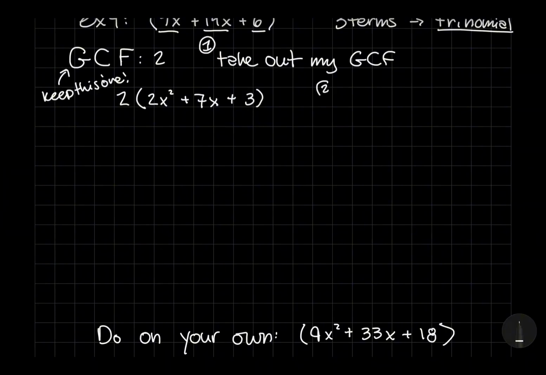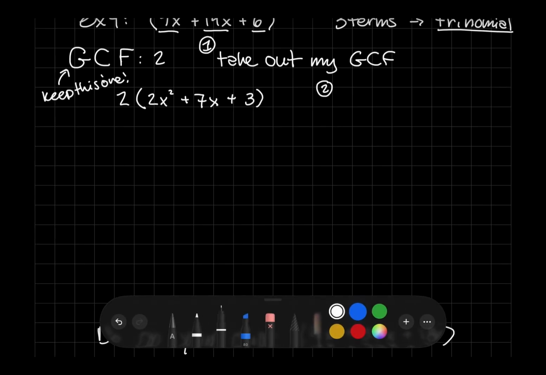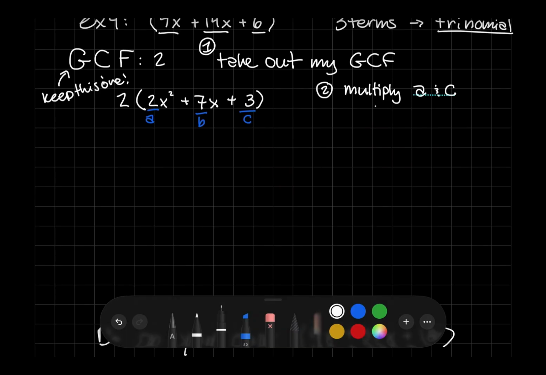Step 2 is we want to combine our A and our C. You may remember your A, B, C's. It is going to be the number in each term. Step 2, like I said, is multiply your A and C. My A is 2. My C is 3. 2 times 3 is going to be 6. I'm going to go ahead and write that over here.